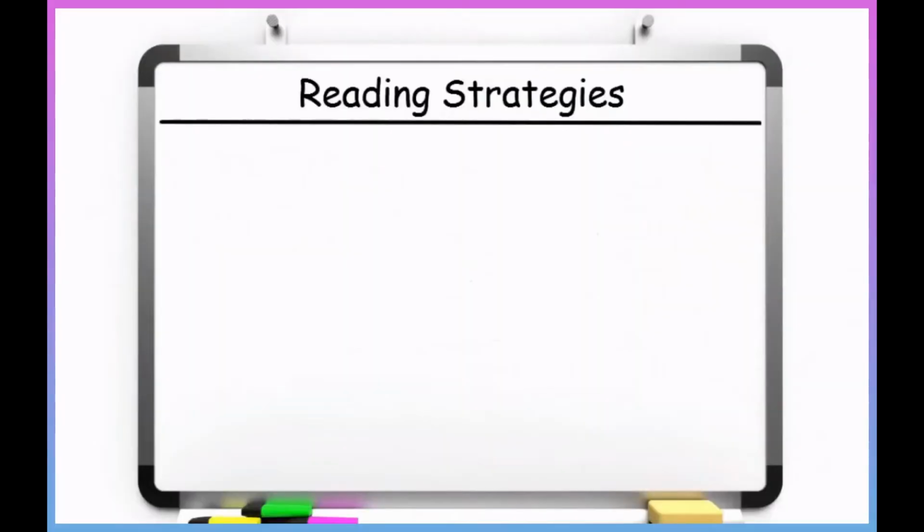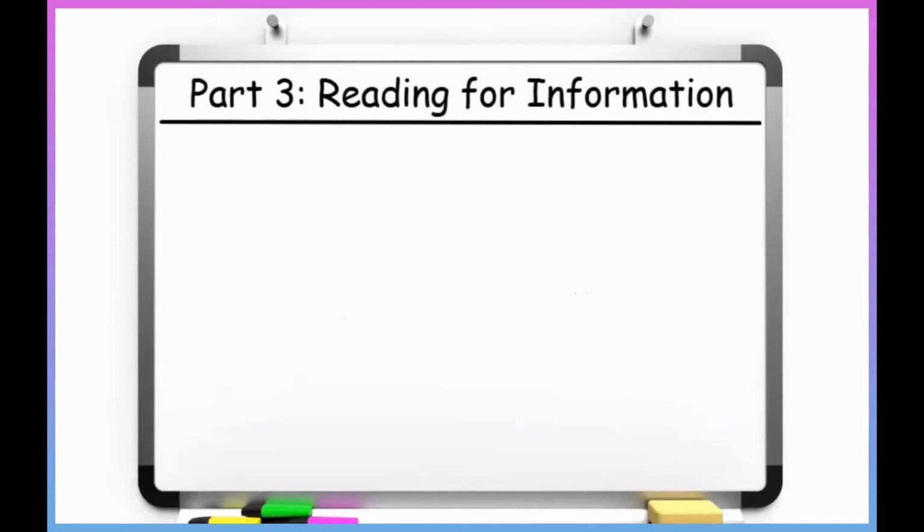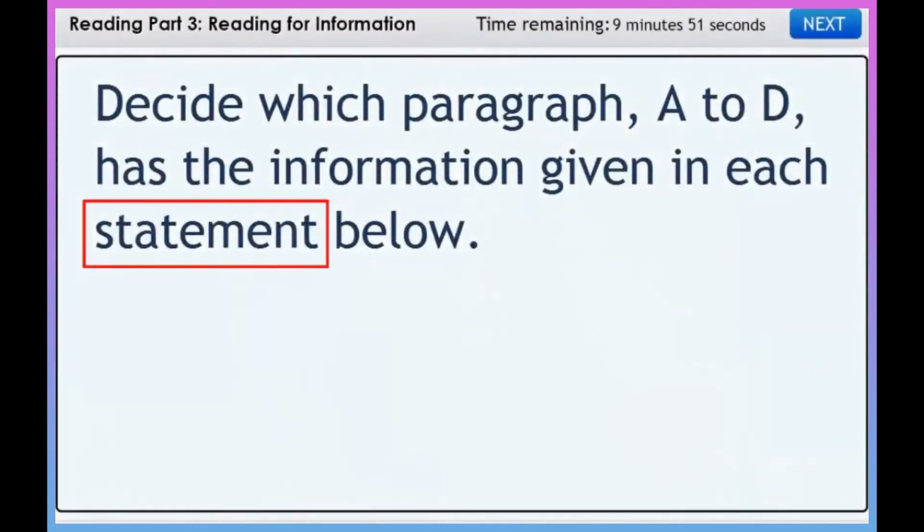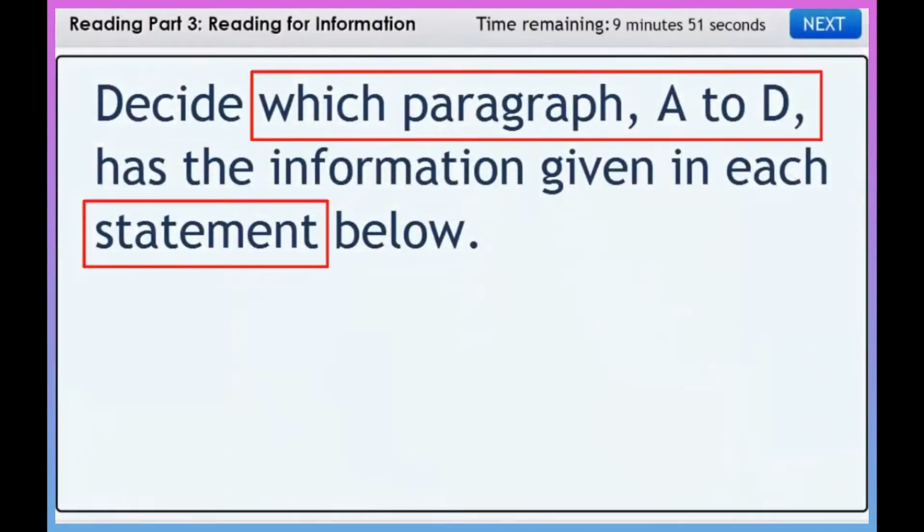In the previous video, we discussed some special strategies for reading part 2. In this video, we're going to talk about some strategies that will help you in part 3 of the reading test. In reading part 3, Reading for Information, there will always be 4 paragraphs of informational text. Each question in this part requires you to read a statement and then decide in which paragraph, A, B, C, or D, that information can be found.